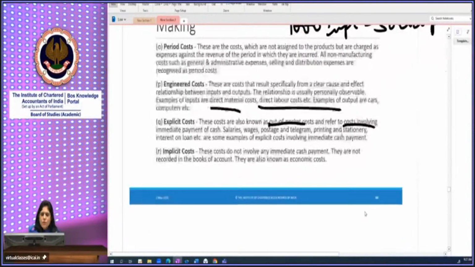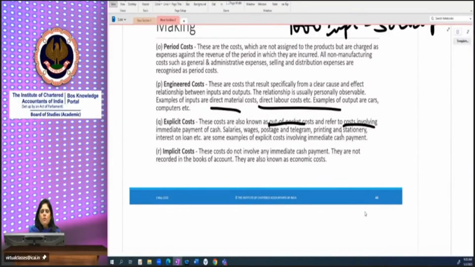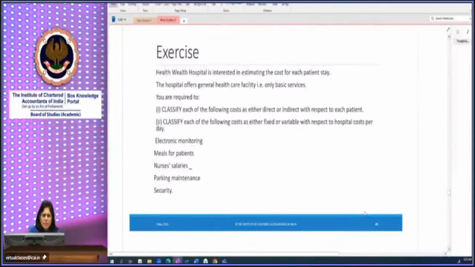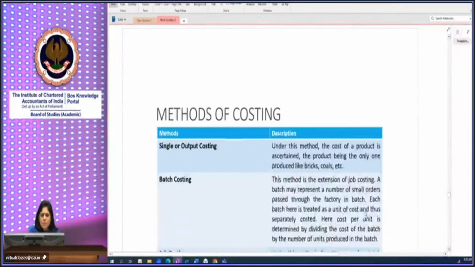Implicit cost, I told you: implicit, notional, implied, imputed costs. They have no cash outflow and you are not recording them. So there is a clear-cut difference between explicit and implicit. Explicit, there is cash outflow and you are recording in the books. Implicit, they are notional and they are not actually happening. No cash outflow, they are not recorded. Clear? So I hope you have understood all the types of cost. This exercise, I think you can do it.